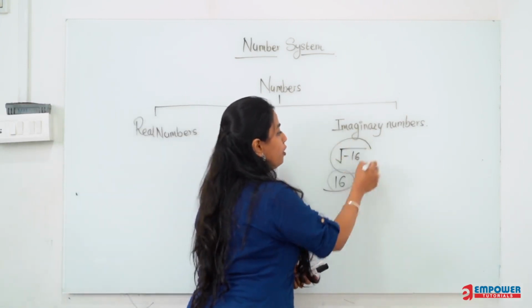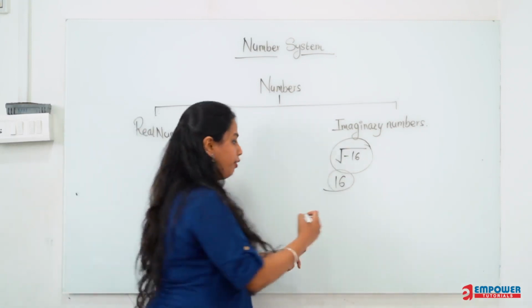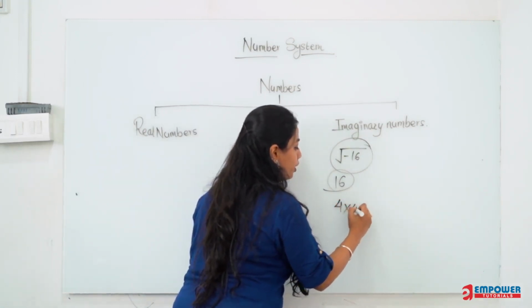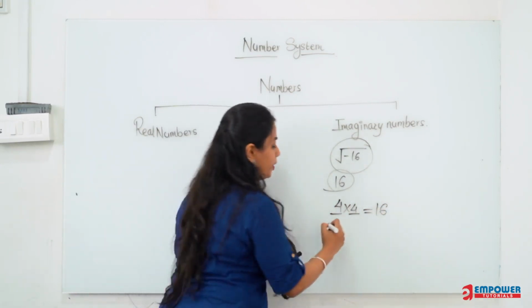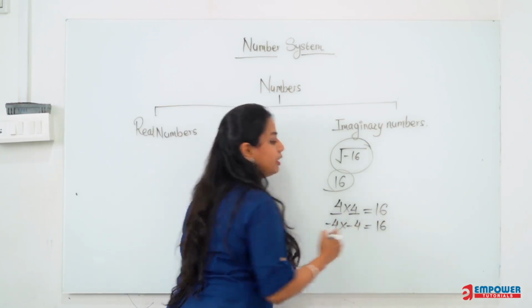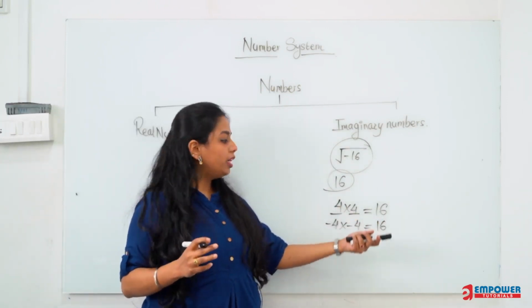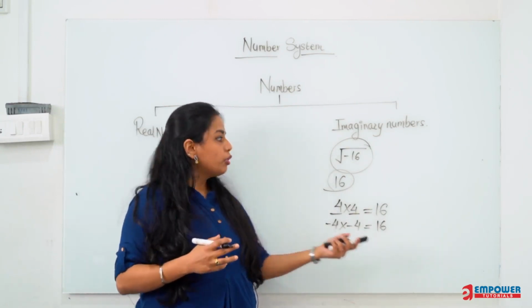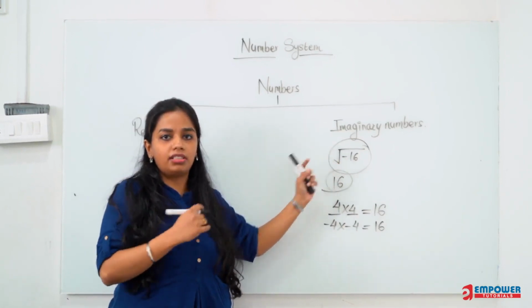This kind of number is considered an imaginary number, because when you multiply 4 into 4, both positive numbers, you get plus 16 as the answer, and when you multiply minus 4 into minus 4, you also get plus 16 as the answer. So the square of any number will always be a positive number. So this won't be possible, and we consider this kind of number an imaginary number.